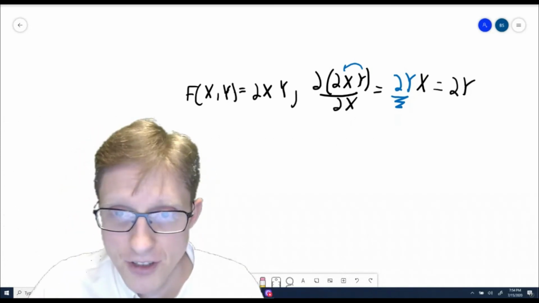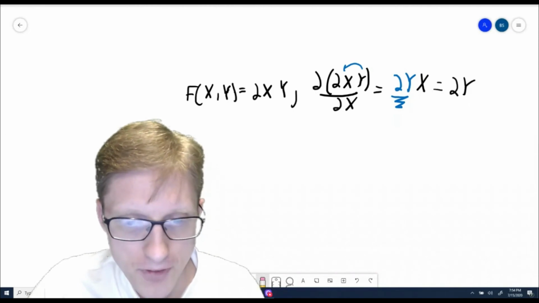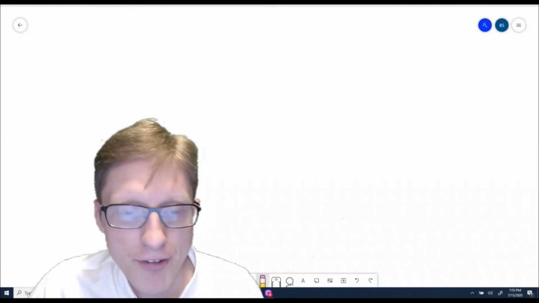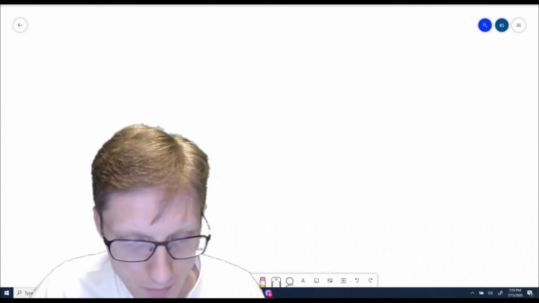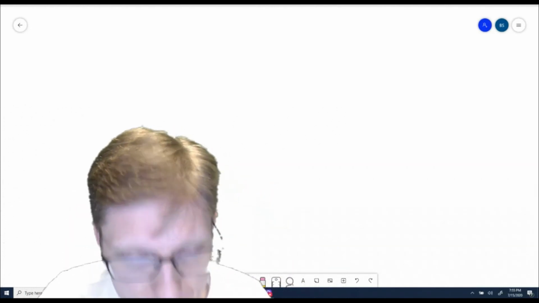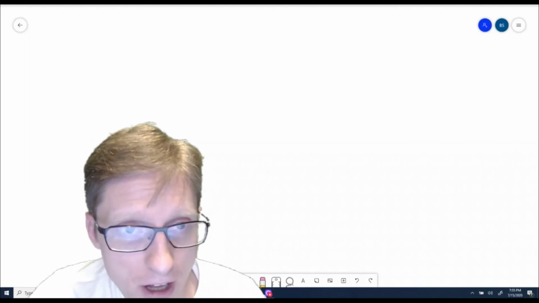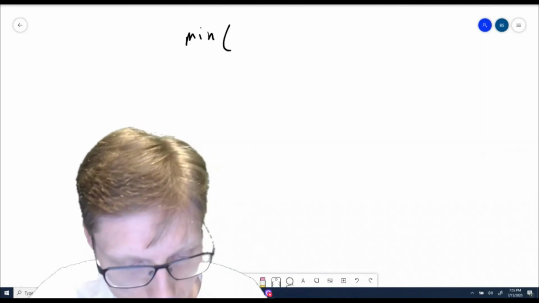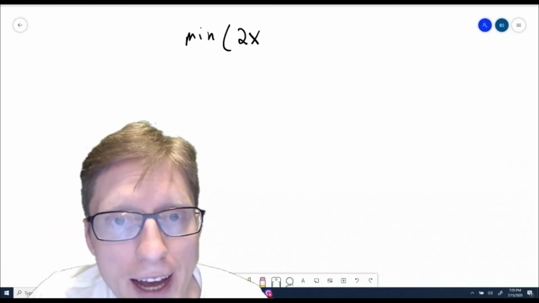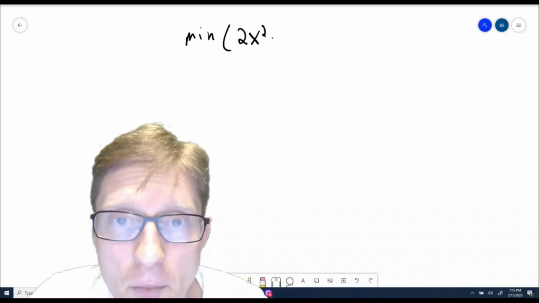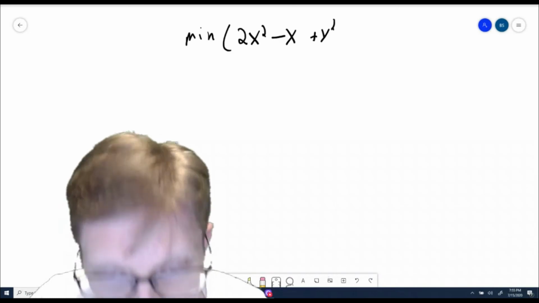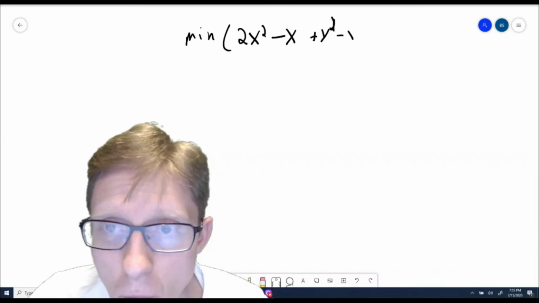So that's the first type of problem we're going to quickly go over. Now we're going to go over finding the maximum, or finding the values of, well actually it's going to be the minimum. Find the values of x and y which minimize the following function. So we're going to want to minimize 2x squared minus x plus y squared minus y.